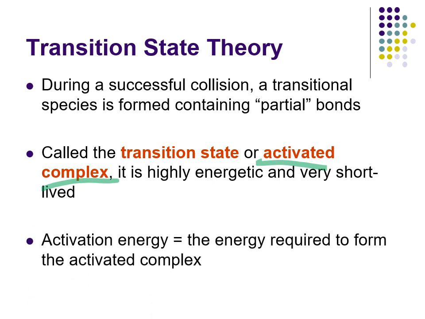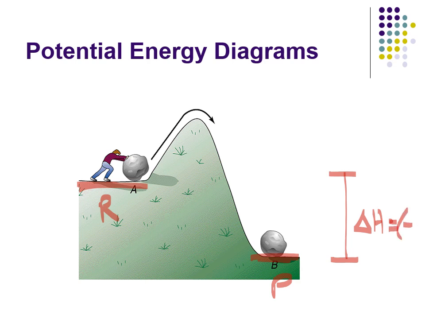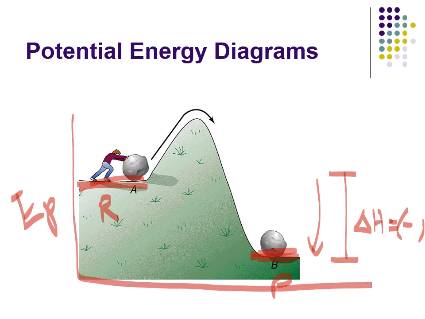And the energy needed to reach this transition state, or to create this activated complex, is referred to as the activation energy. So think of a potential energy diagram. We've seen these before where you have your reactants and they form your products. The delta H between these two would be a negative delta H, because the reactants have more energy than the products. So the difference between the two is moving down in terms of the potential energy.